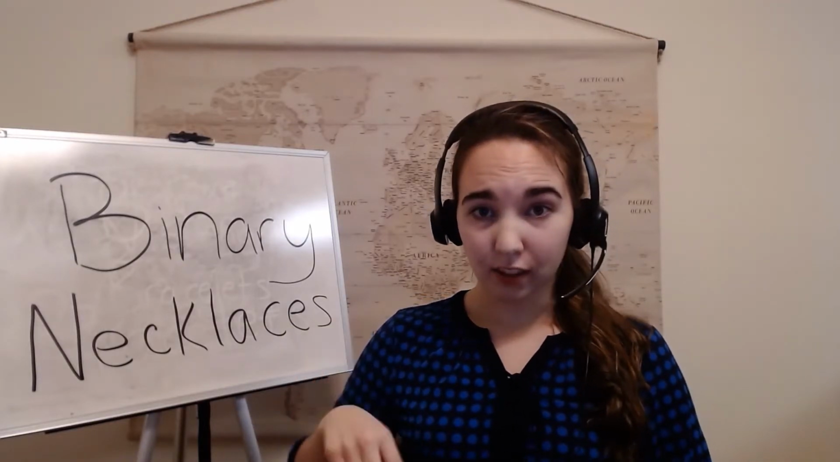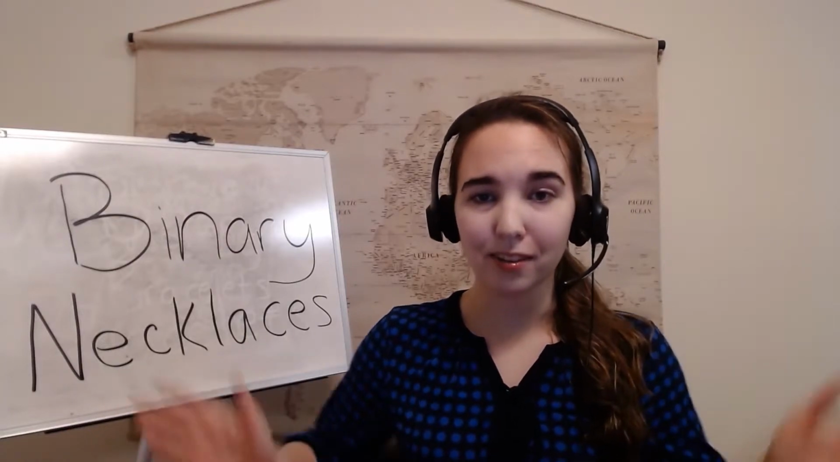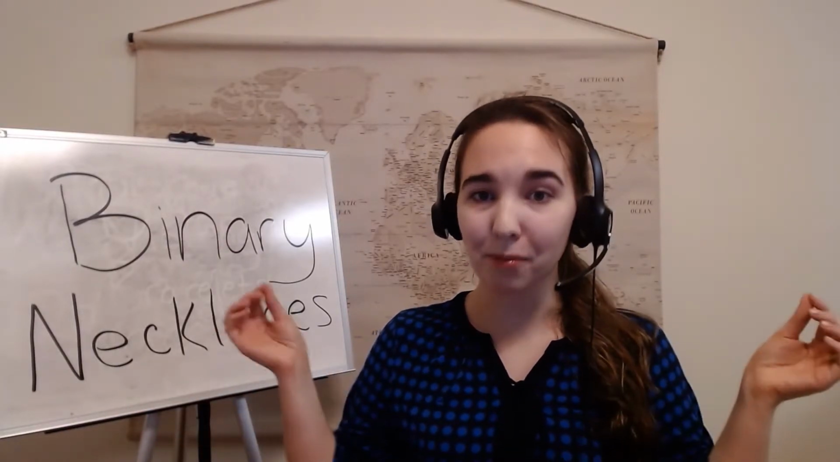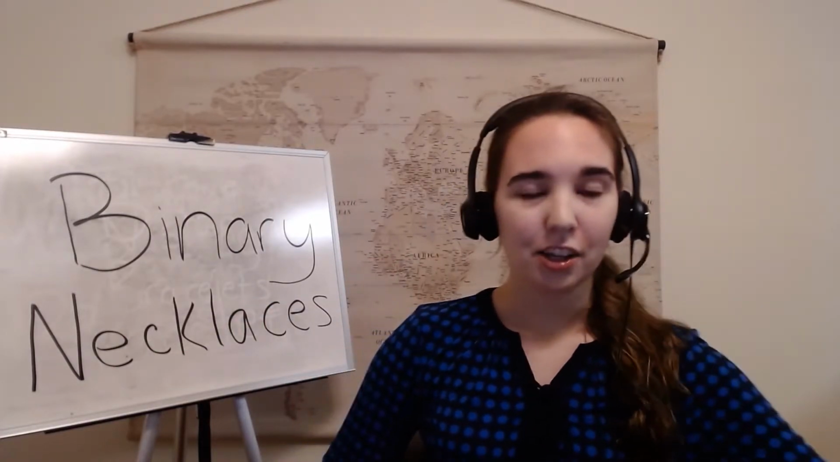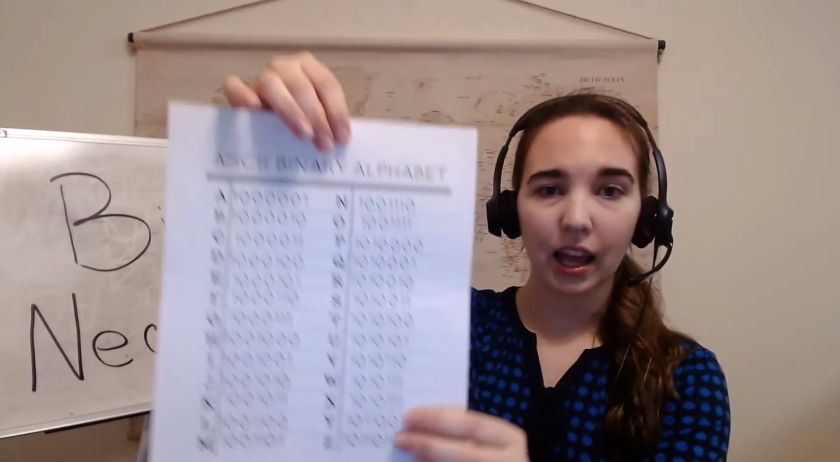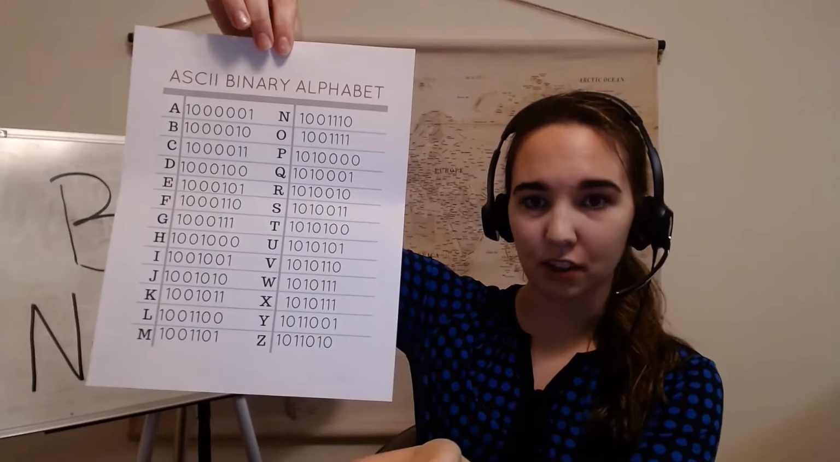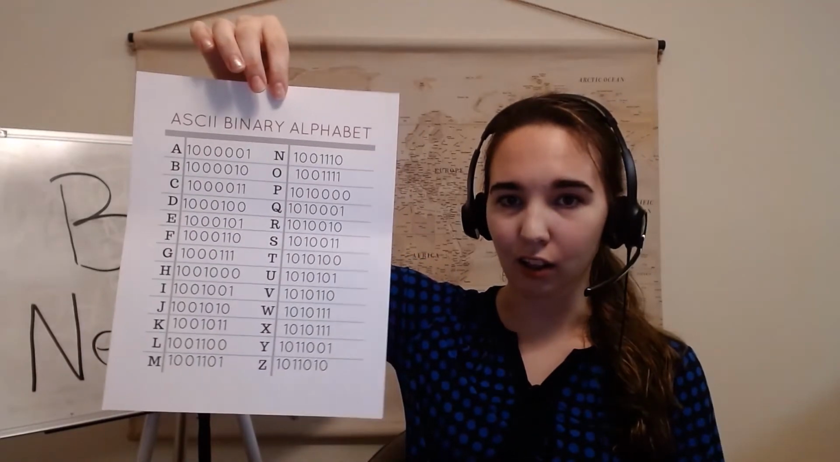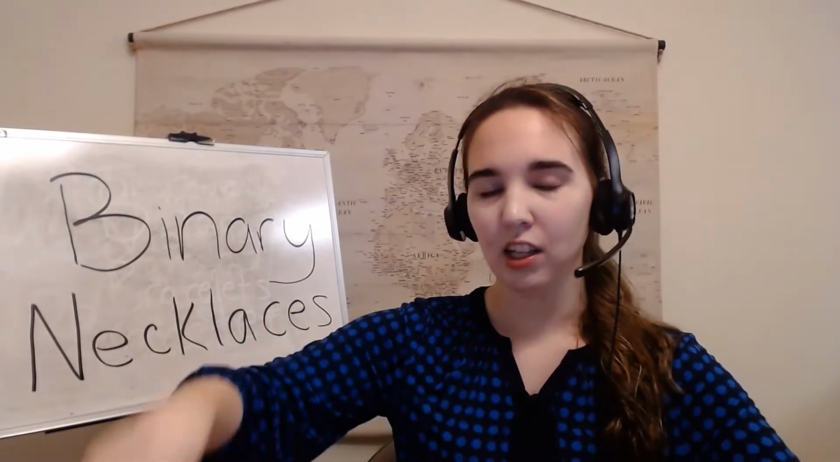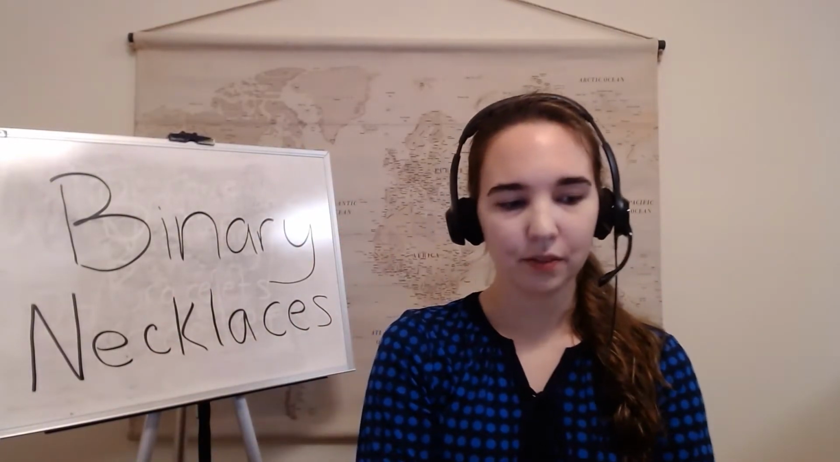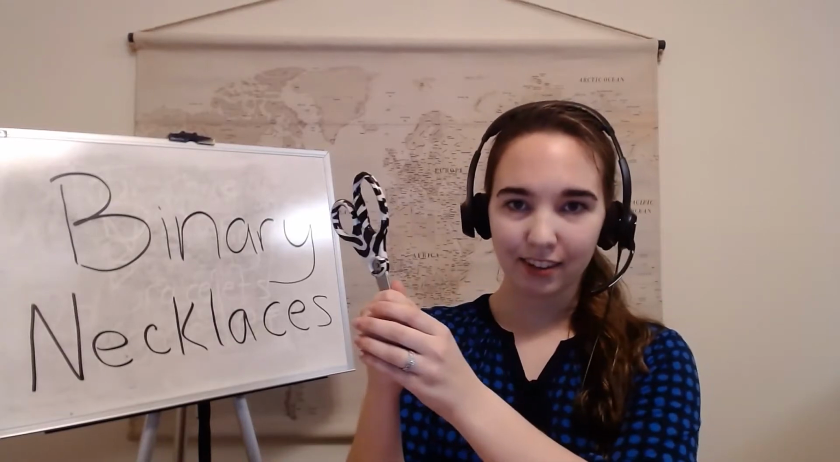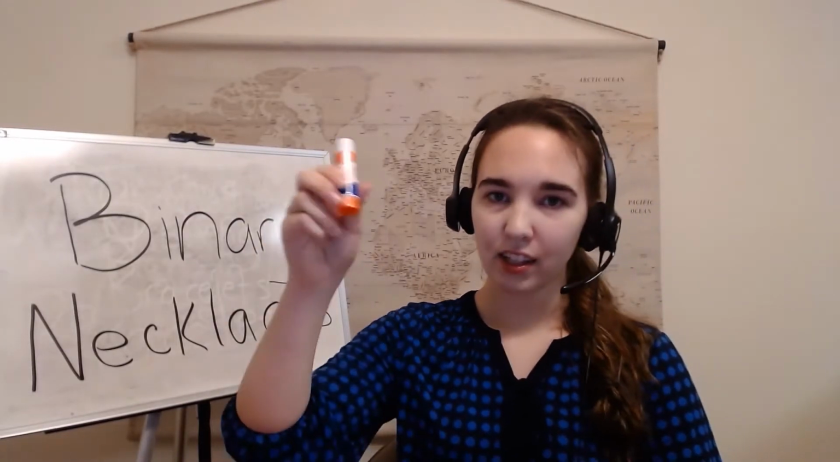So, for this craft, we are going to be writing our own codes using binary and putting them on a necklace. Yay! So first, you will need a letter to binary conversion chart, which you can find all over the internet, yarn, 2 different colors of marker, scissors, and glue.